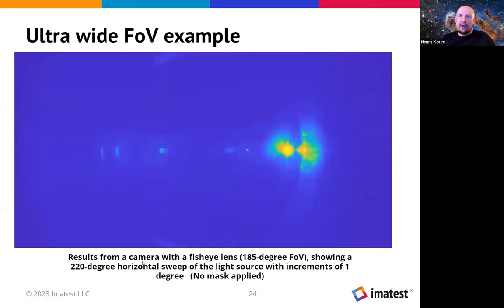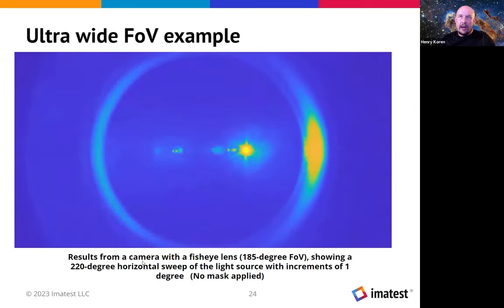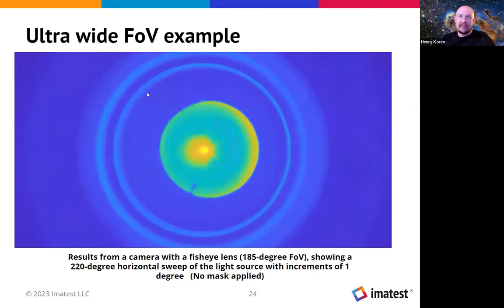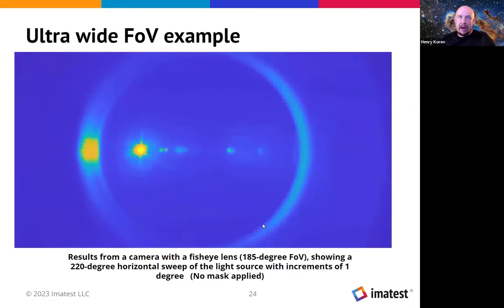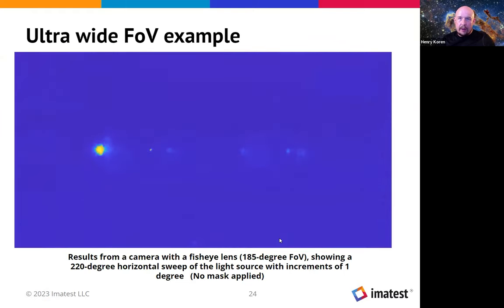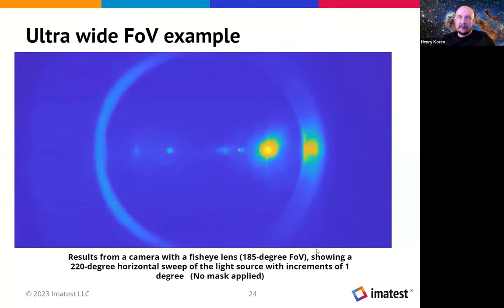This is an example of an ultra wide field of view, 185 degree camera. I think this is quite a beautiful thing. And you can see all these strange phenomena that are happening in the extreme outer part of the field. So this is, again, increments of 1 degree. In this case, we don't have a mask applied to it. This is quite a beautiful image to me.